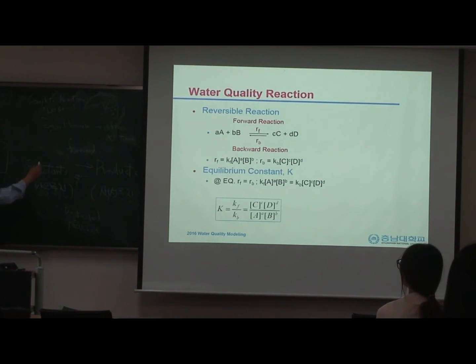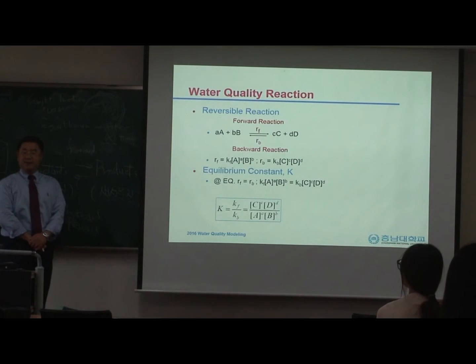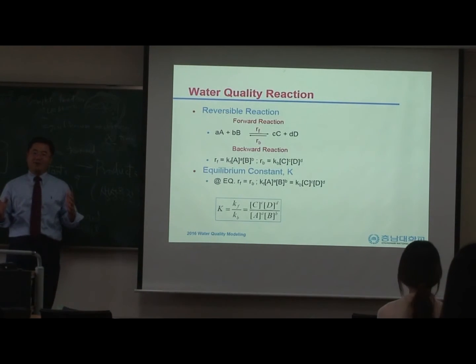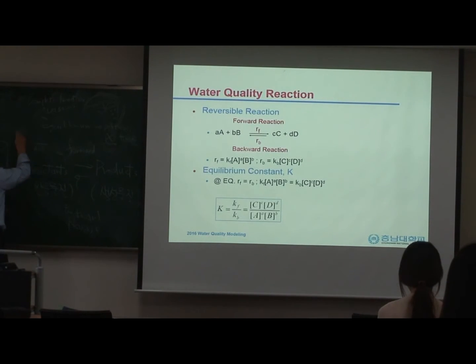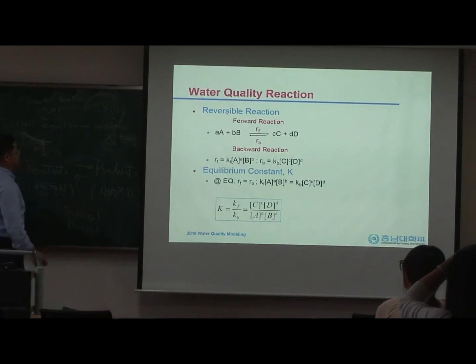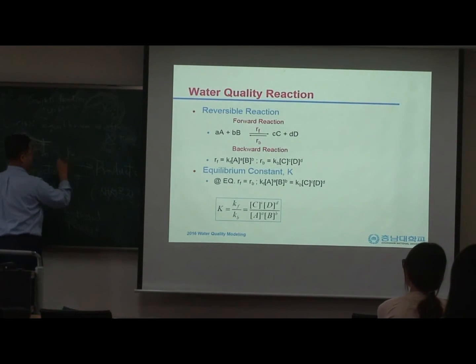But I cannot really wait until infinite time because my life is short, right? Even though my concentration may become somewhere like this after enough time, I wanted to know what's going on in here. Then I want to express my C as a function of T. In that case, I need some kind of equation to calculate something. So if I want to know how fast it happens, there can be some equation.